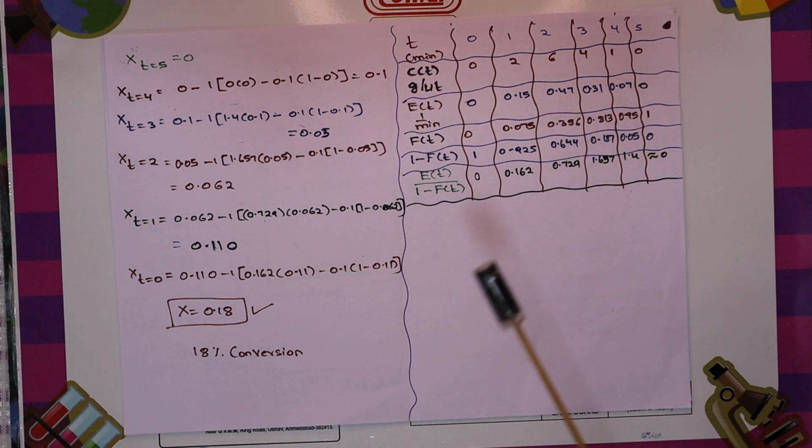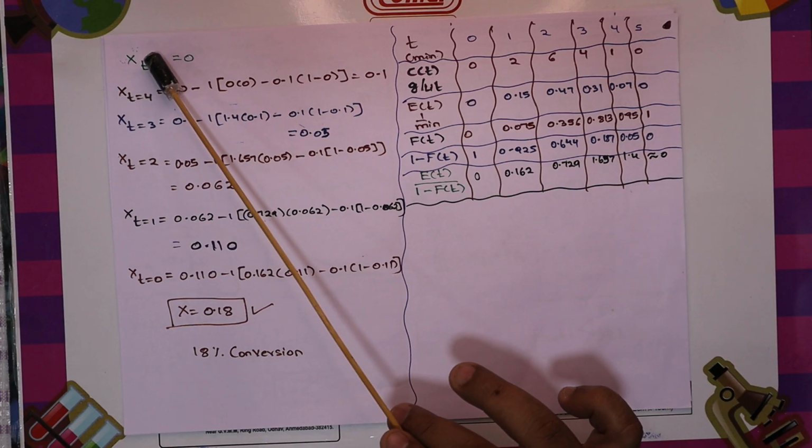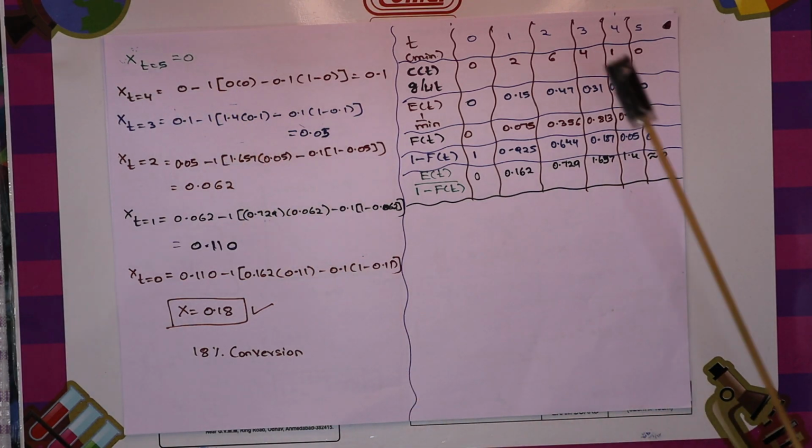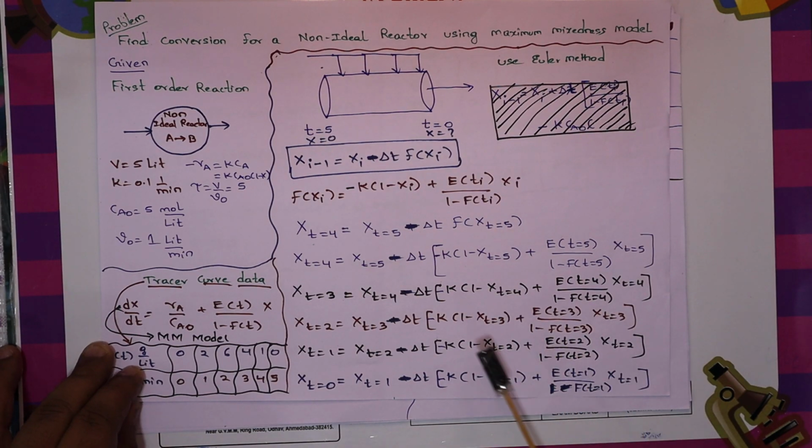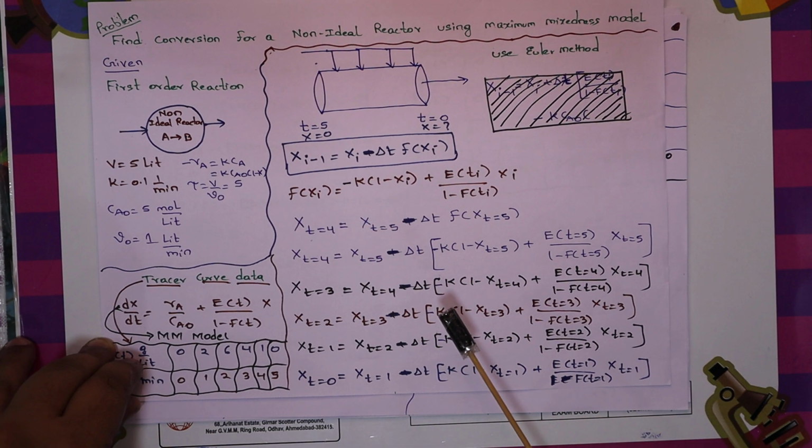Now to find out the conversion, simply at time t equal to 5, you can see you just have to plug in all the values. So what is the actual conversion you are supposed to find out? What is the conversion at time t equal to 0 or lambda equal to 0?